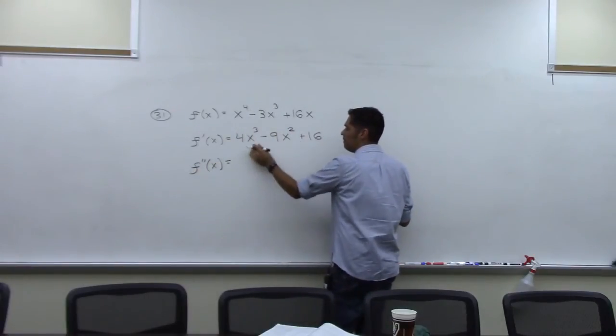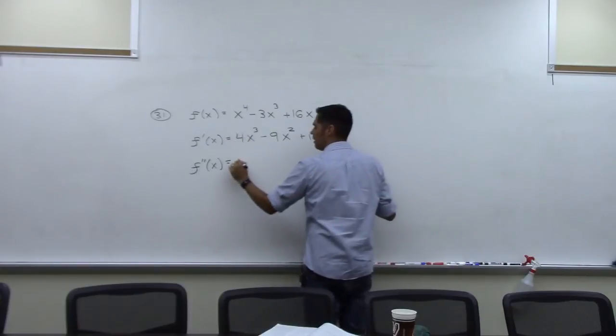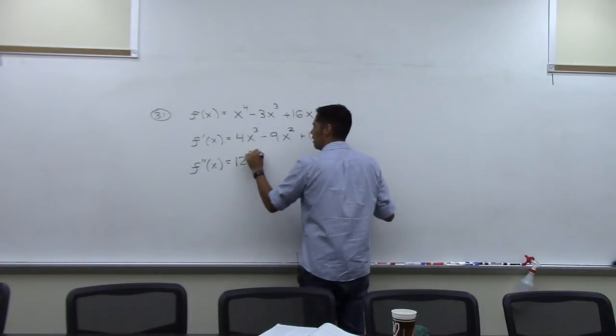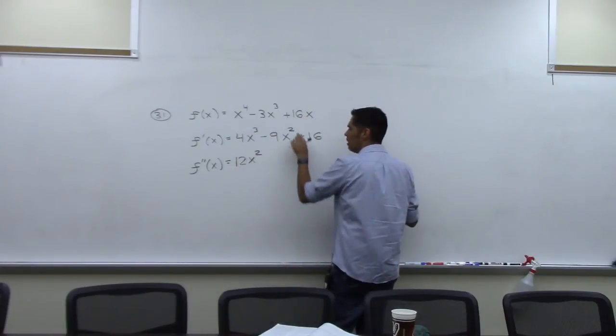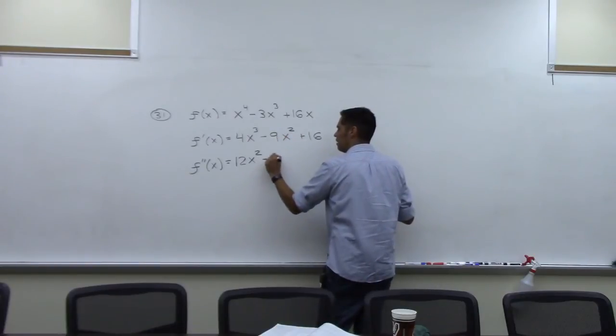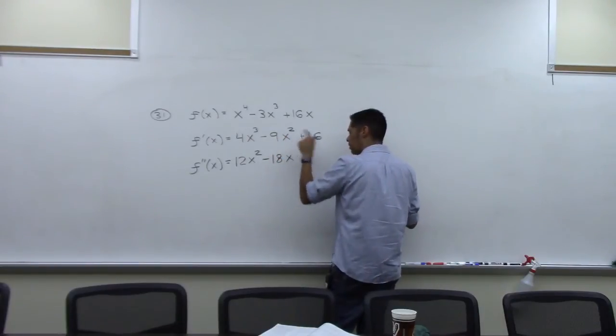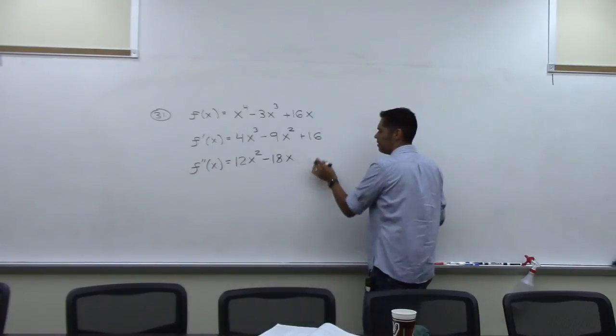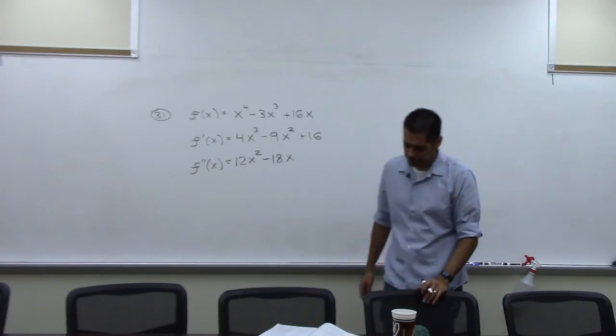Second derivative, I just differentiate this. So 3 terms again. Here, 3 drops down, hits the 4, it becomes a 12x, and then squared, reduce the power by 1. 2 drops out, hits the negative 9, gets negative 18, and then x to the first power, and then derivative of a constant is 0. So that's it.